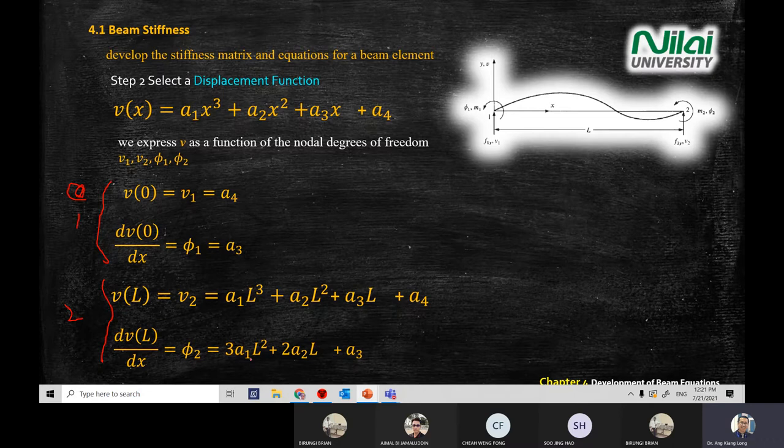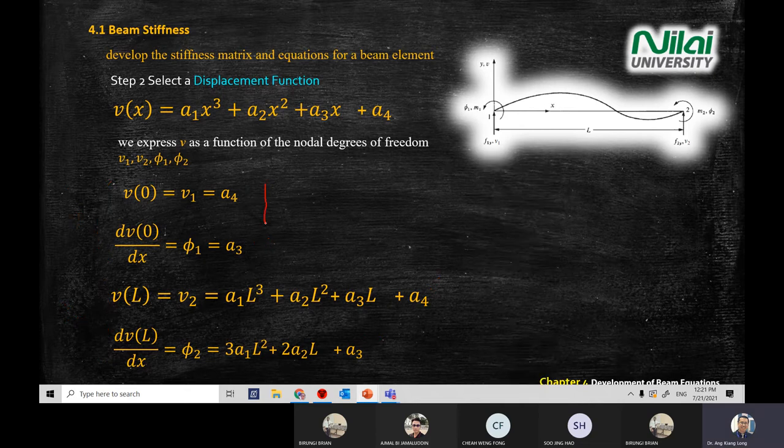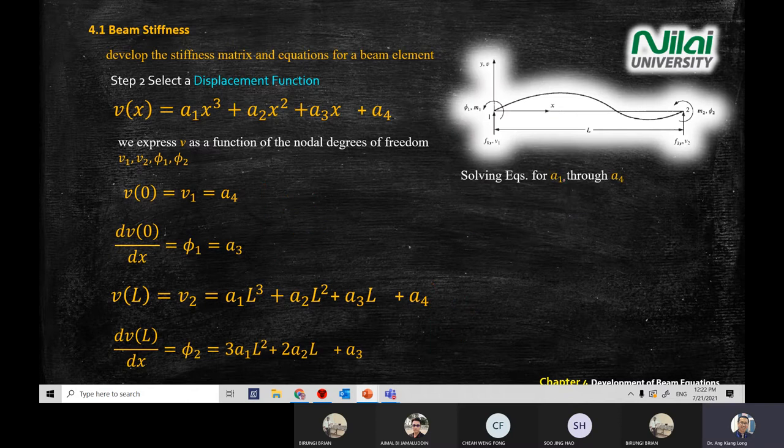Okay. So you will get 3a1L squared plus 2a2L plus a3. So this is just you substitute x equals L for point number 2. So you have four equations, 1, 2, 3, 4. Later you're going to substitute all this for the derivation of the matrix. Stop me if you're not able to understand what this is for. These four equations are based on the boundary conditions. This is x equals 0 for point 1. This one, x equals L, point 2.